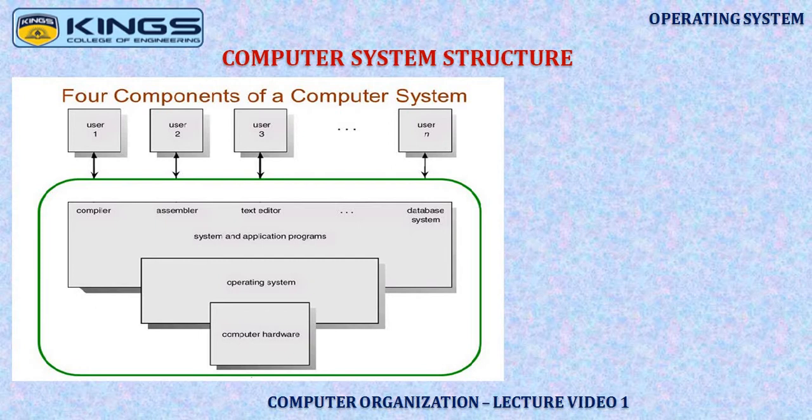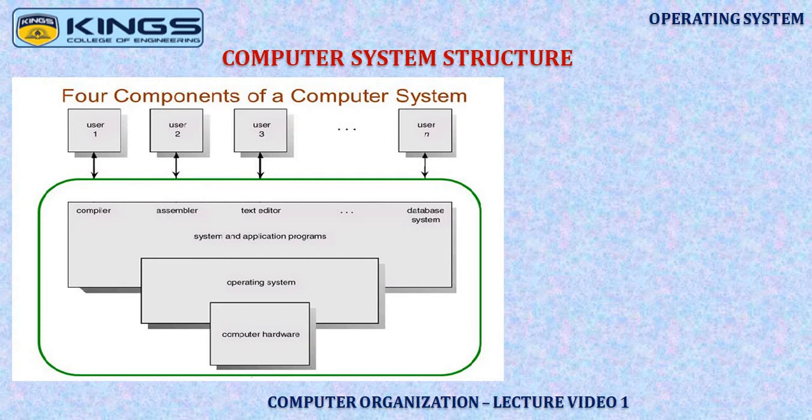So as seen here, the topmost is the user layer. We can see from this picture that the user one is trying to convert his high-level program into machine-level language with the help of the compiler. Compiler, with the help of the operating system, interacts with the hardware layer and performs the task. Similarly, the other user is using assembler, text editor, database system, and so on.